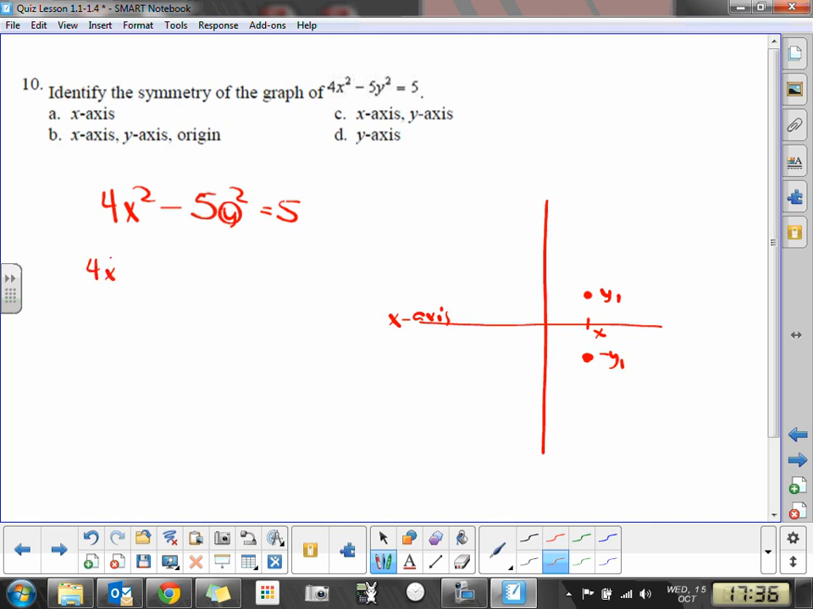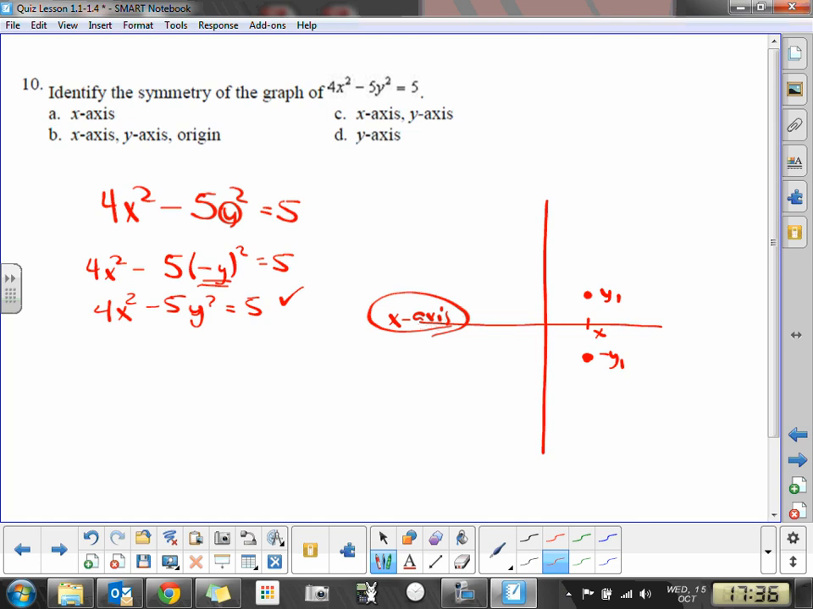So our test said take 4x squared minus 5, replace y with a negative y, and see if you end up with the same result. Well, of course, squaring a negative ends up making a positive. So 4x squared minus 5y squared equals 5 is a way that we can prove or verify that they're the same. So yes, it has x-axis symmetry.